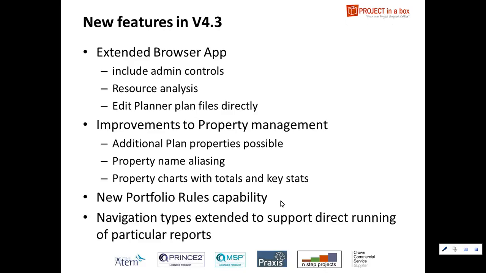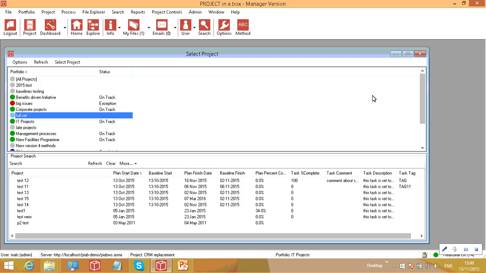In this tour we're going to be having a look through the second main area of capabilities added to the new version 4.3 around properties, portfolio rules and navigation types. So here we're going to be looking from the Windows application, although actually quite a lot of the property things here relate to both interfaces equally well.